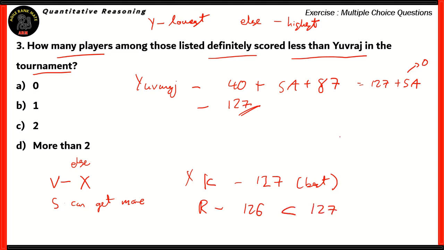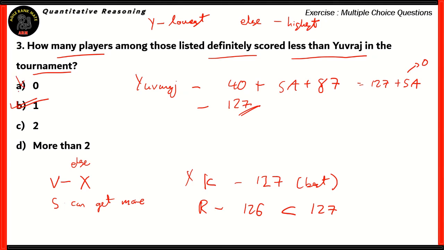So Yuvraj's lowest possible score is 127. Rahul's highest possible score is 126. So as you can see, Rahul is definitely going to score less than Yuvraj in this tournament. So therefore option B1 is the right option.